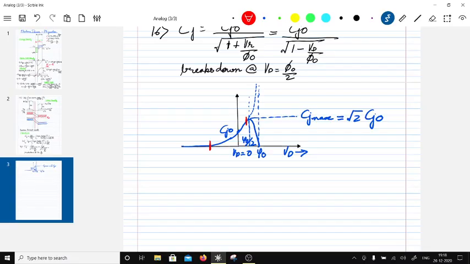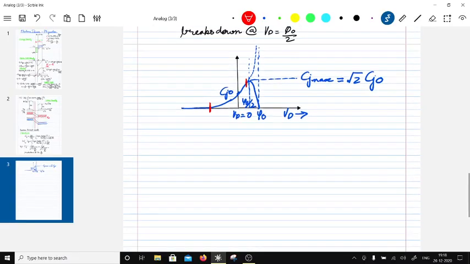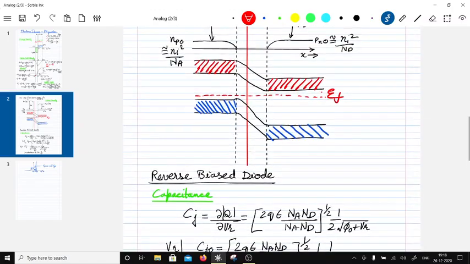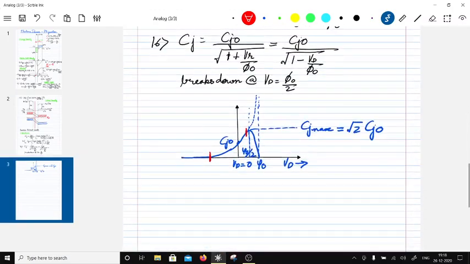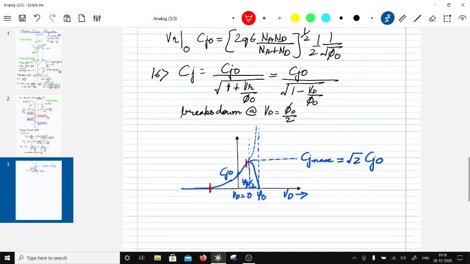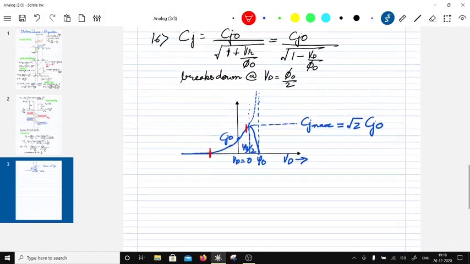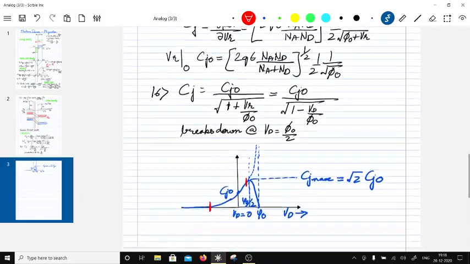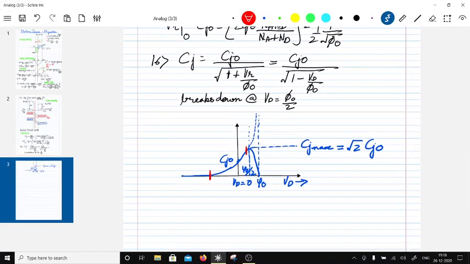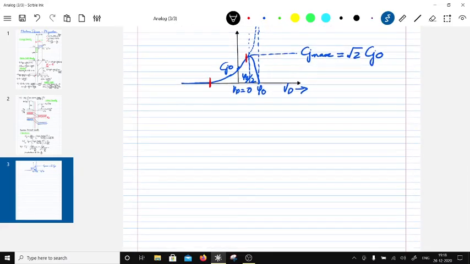This voltage dependent capacitance can be used in a number of places. It can be used as a varactor. So it can be used in designing VCOs, which are voltage controlled oscillators. So that's one application of a PN junction diode. Now the next application, so let's jot down the applications of PN junction.